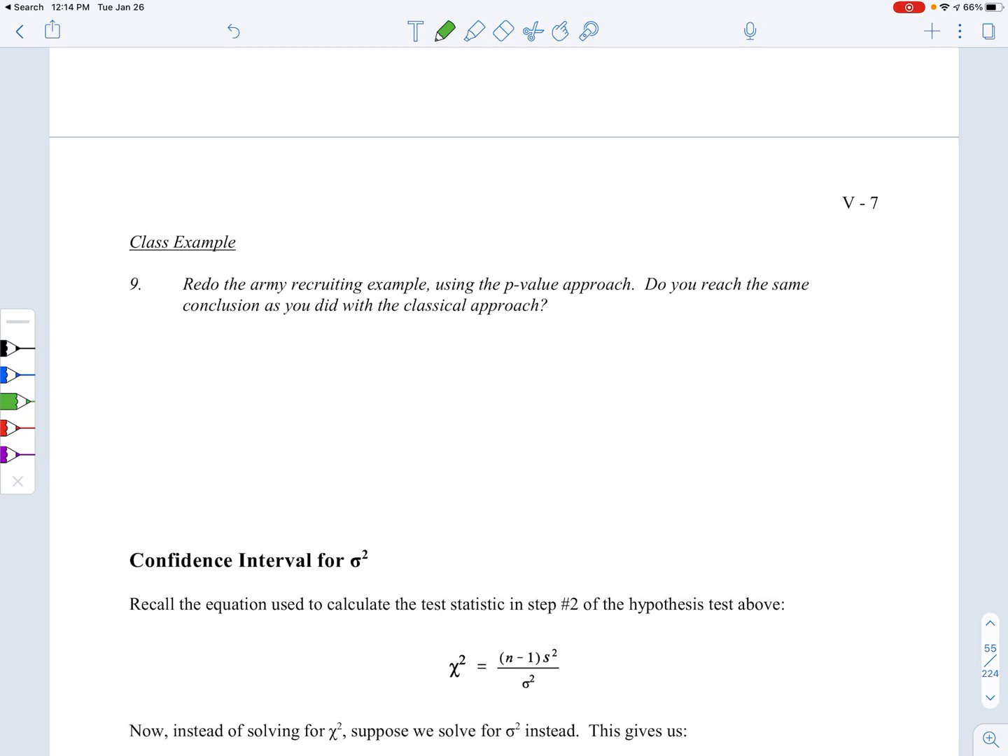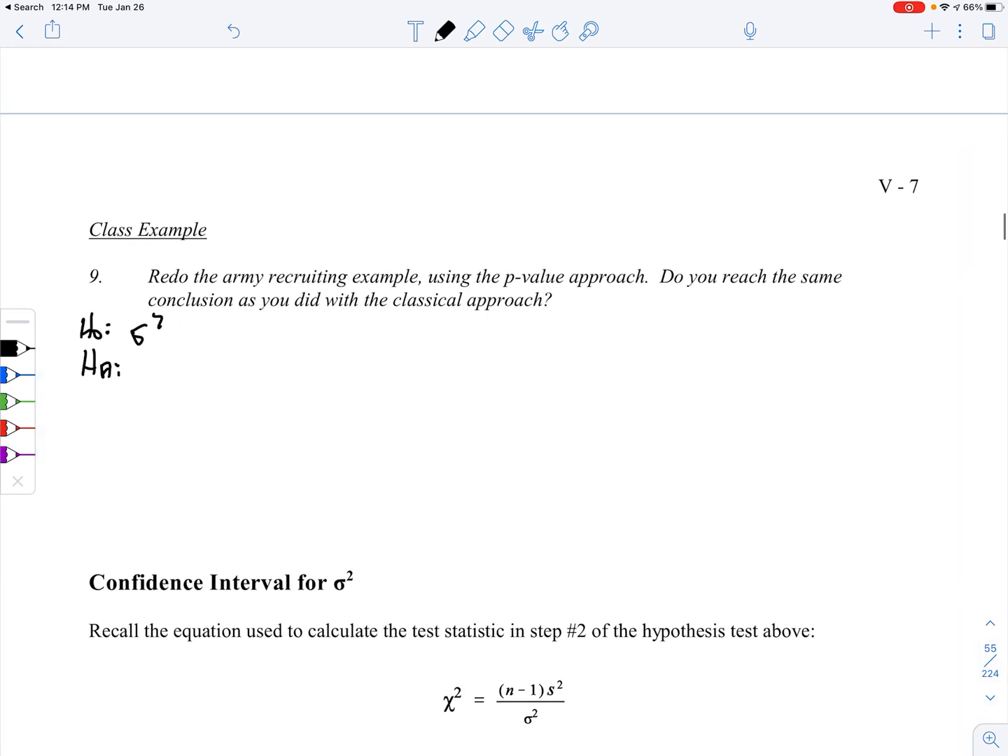Redo the Army recruiting example using the p-value approach. Do you reach the same conclusion? Sure hope so. So step number 1 is we're going to have H0 and HA exactly the same. H0: sigma squared is less than or equal to 17, against the alternative that it is greater than 17. Chi-square star is equal to (n minus 1) times s squared over sigma naught squared.